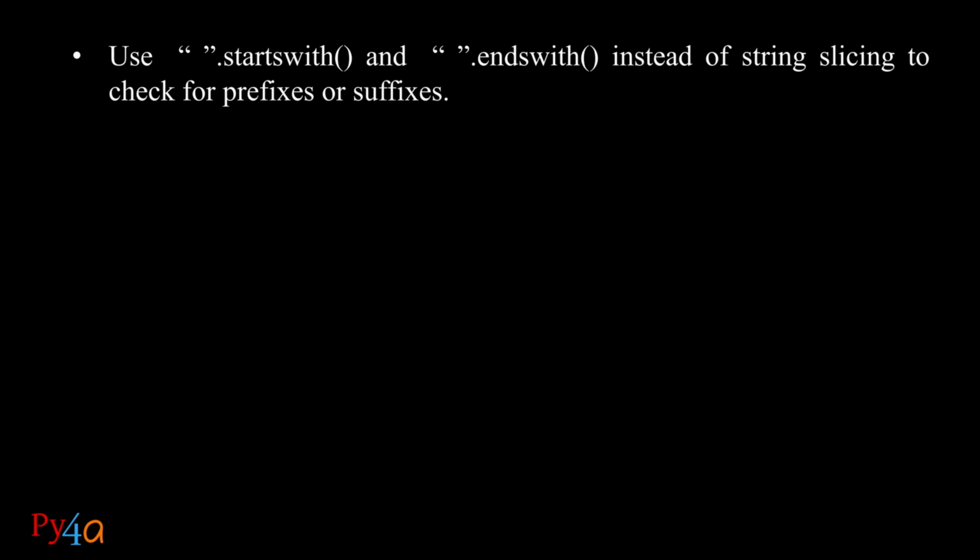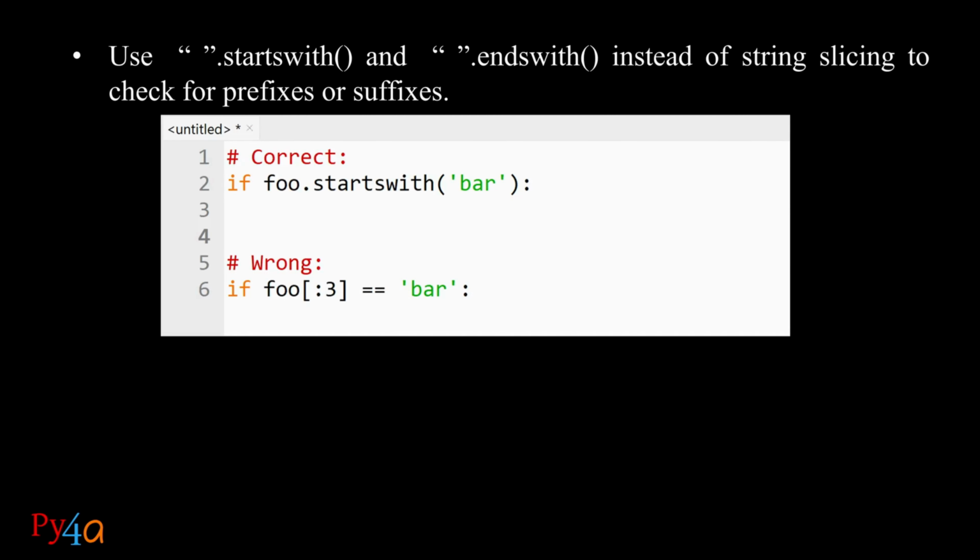Use .startswith and .endswith instead of string slicing to check for prefixes or suffixes. What do we mean by that? Let's look at this example. The correct way of saying it is if foo does start with bar. In other words, if foo starts with bar. But the wrong way of saying it is to say if foo and then you slice the first 3 elements of foo and then equal to bar. Do not slice strings to check for prefixes or suffixes, but rather use startswith and endswith.